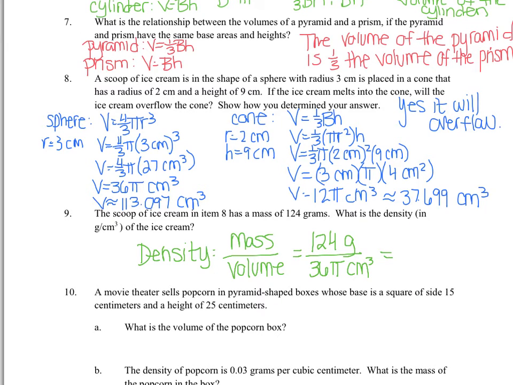And if you use your calculator, put the 36 pi in parentheses so you divide by that whole number. And that's going to give you approximately 1.096 grams per centimeters cubed, and that is our density.